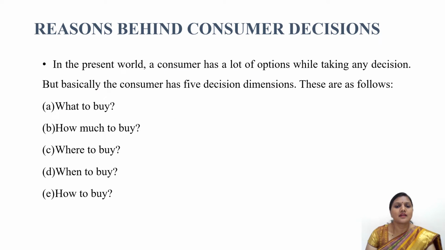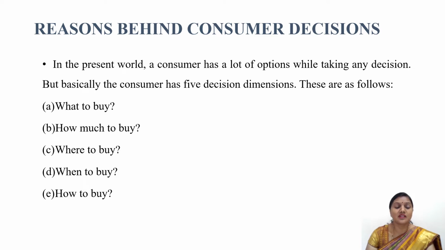Reasons behind consumer decisions. In the present world, a consumer has a lot of opinions while taking any decision. But basically, the consumer has 5 decision dimensions. These are as follows. First one is A, what to buy. B, how much to buy. C, where to buy. D, when to buy the product. And finally, E, how to buy the product. So this is the methodology of purchasing the product, which is again nothing but the consumer decision making process.